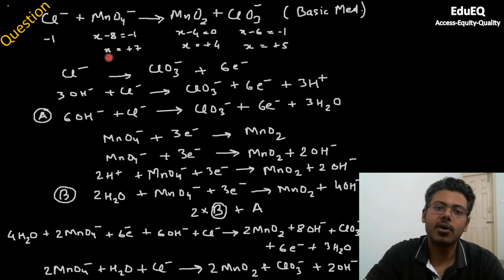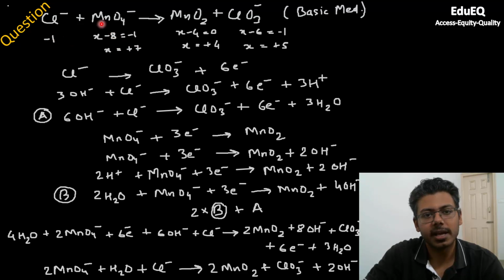So quickly write the oxidation state of all the central atoms. Chlorine here is -1, Mn here is +7, why? Because x minus 8, why 8? Because there are 4 oxygen atoms and each oxygen atom has -2. Overall charge is -1. So you write here -1. Similarly for MnO2 you have +4, ClO3 minus you have +5.